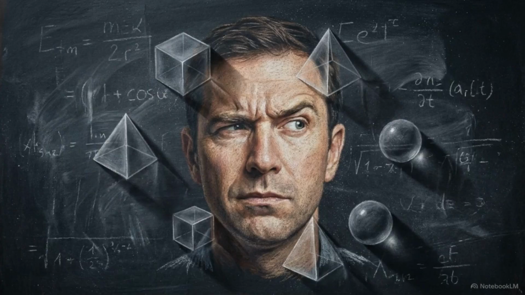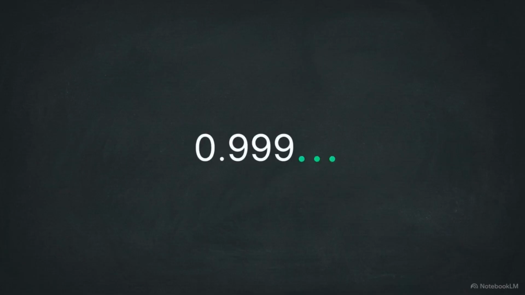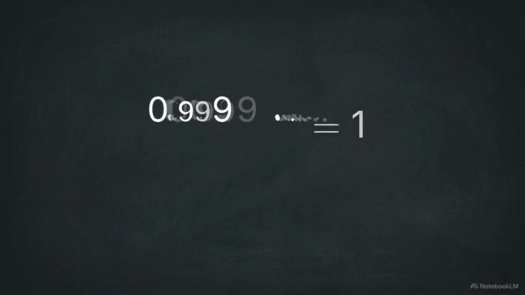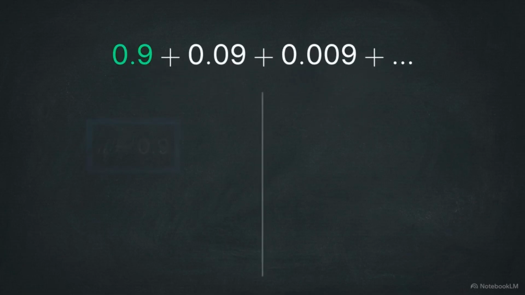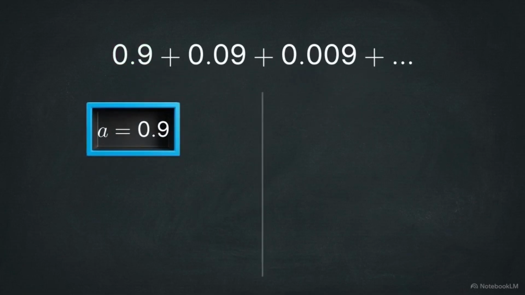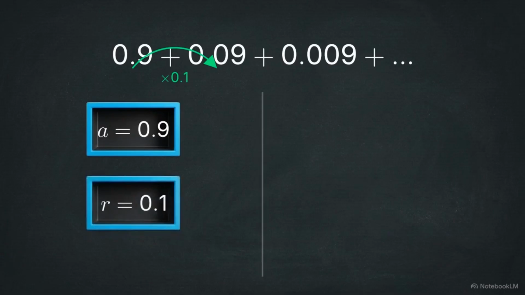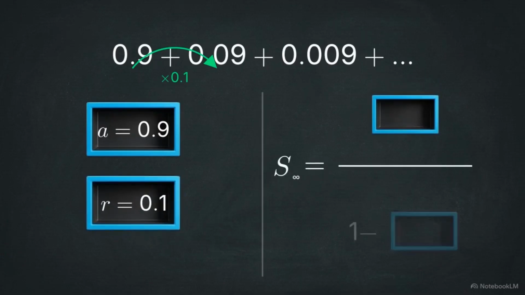To test this, consider a statement that often feels incorrect: that 0.9 repeating is exactly equal to 1. You can prove this using the formula. Take the first term as 0.9 and the common ratio as 0.1. Try plugging these values into the sum to infinity equation.